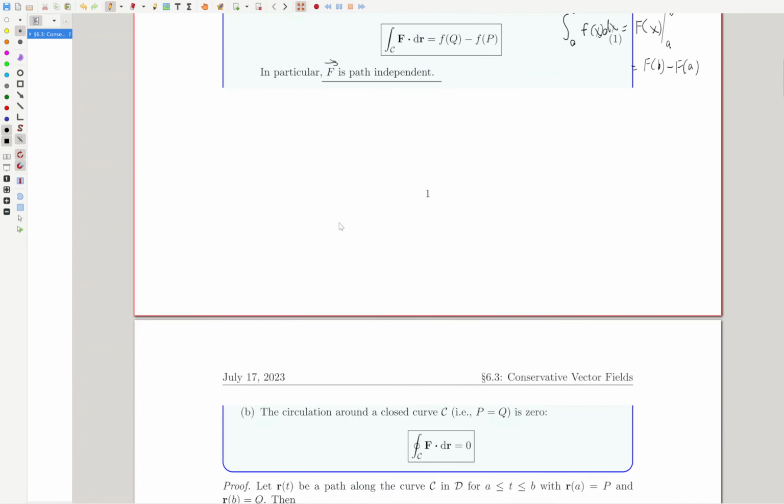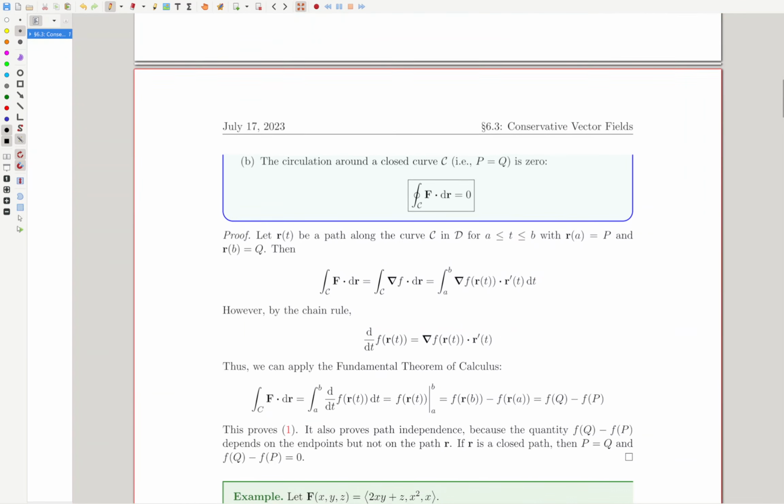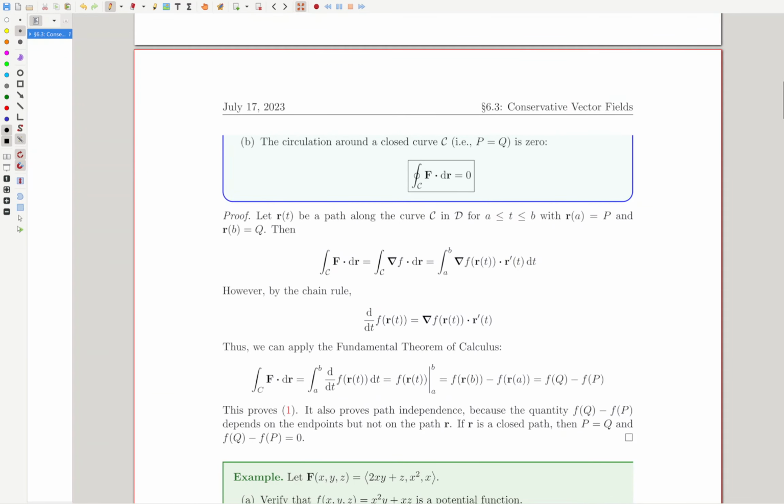Okay, and as a consequence of part A, you immediately get part B, which is if you then have that the two points, P and Q, are the same point, meaning that the curve C that you're integrating over is a closed curve, a loop, then the line integral, the contour integral over that curve C, is just going to be 0, which follows immediately because it ends up being little f of P minus little f of Q, right?